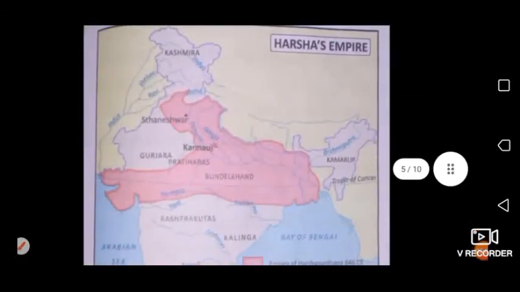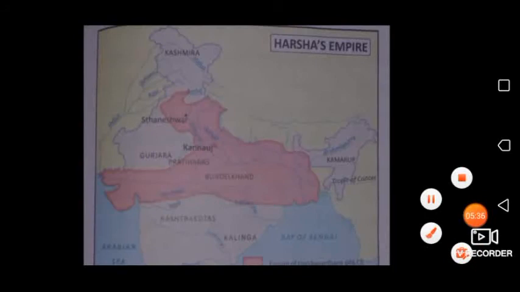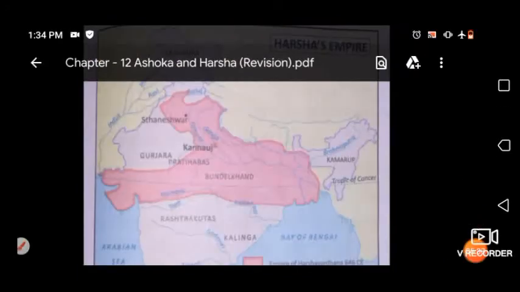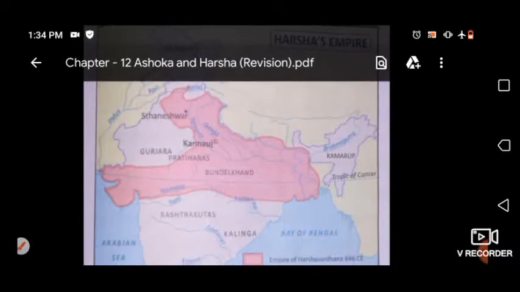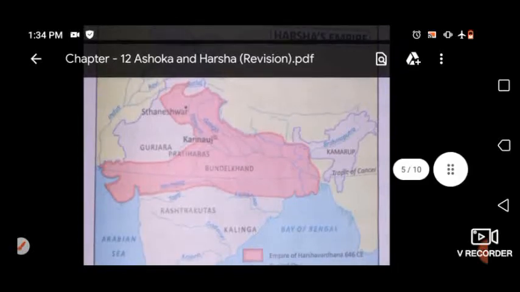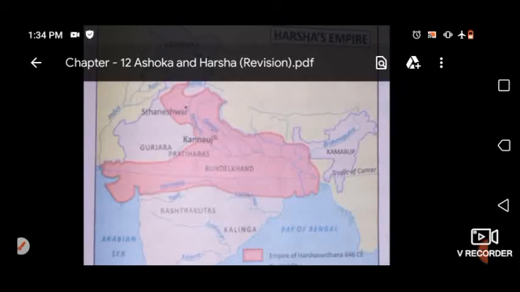Let's move on to Harsha, and now we will read about Harsha. As your teacher taught you in your previous class, Ashoka was also a king, a very great king. Less than a thousand years after Ashoka's death, another great king established an empire in India, and his name was Harshvardhan.